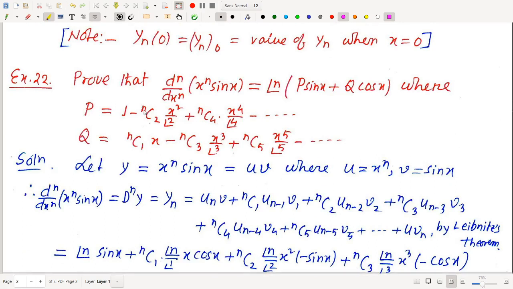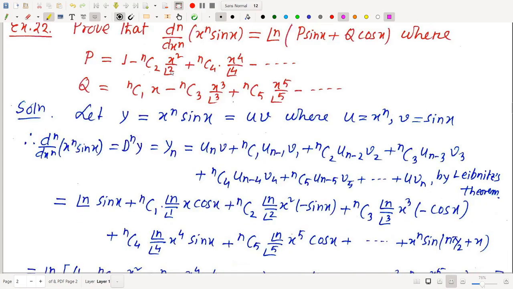Example number 22 also. Prove that dn by dxn, means nth derivative of x to the power n sin x, equal to factorial n into p sin x plus q cos x, where p is 1 minus nc2 x square by 2 factorial plus nc4 x to the 4 by 4 factorial minus dot dot dot. Q is nc1 x minus nc3 x cube by 3 factorial plus nc5 x to the 5 by 5 factorial plus dot dot dot. It is not infinite set, it will stop. It will depend on n even or n odd. The last term will depend on n is even or n is odd.